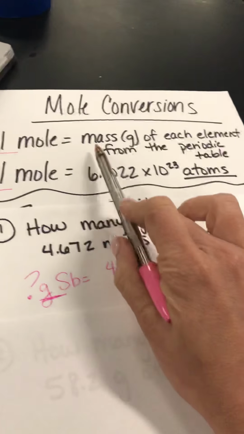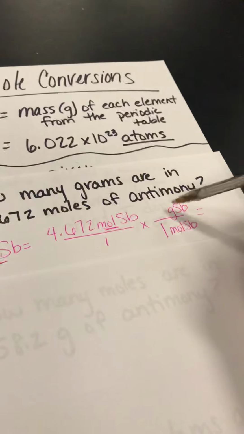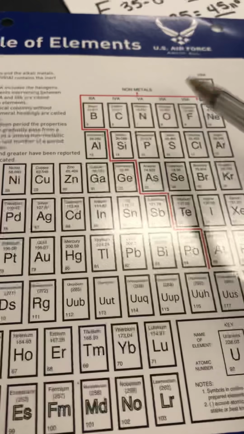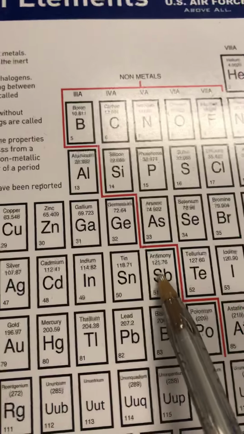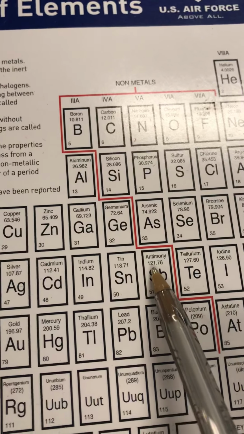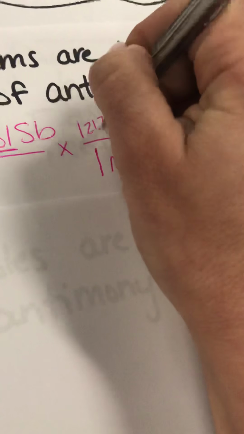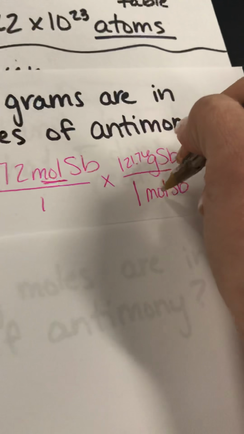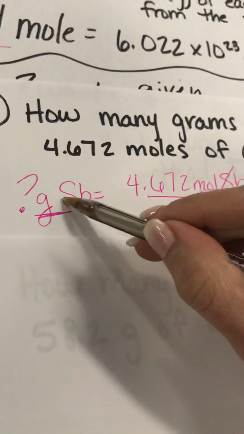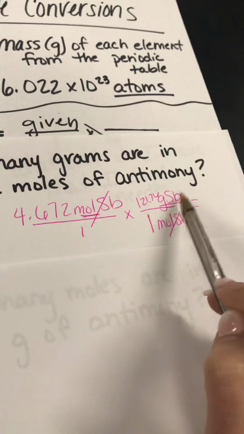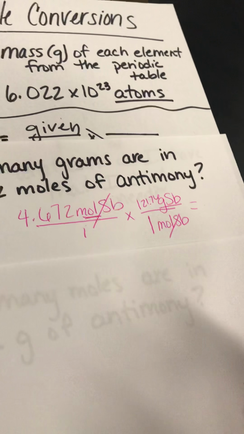And then 1 mole is equal to the mass in grams, so since we're looking for grams, from the periodic table. So that means I'm going to find antimony on the periodic table. Here it is right here. And I'm going to find its mass of 121.76. So that means 121.76 grams of antimony are in 1 mole of antimony. My moles cancel. I'm in grams, which is what I want to be in. Since both of these are on the top, I'm going to multiply to get my answer.